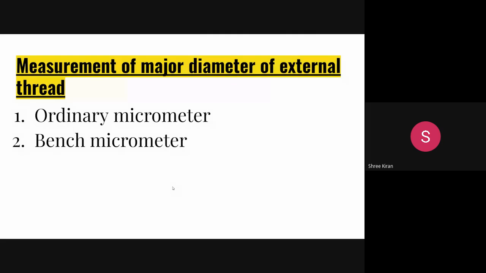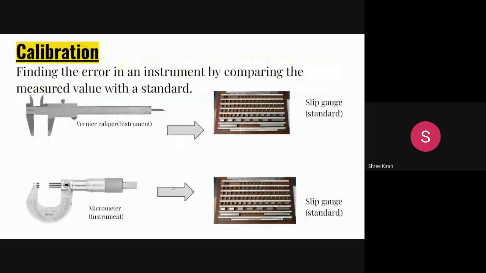Then the measurement of the diameter of an external thread is always done with the help of an ordinary micrometer or bench micrometer. The major dia of external threads can be measured only by an ordinary micrometer or bench micrometer.